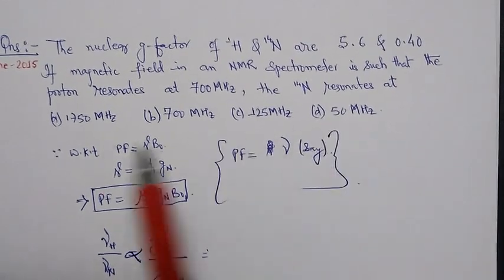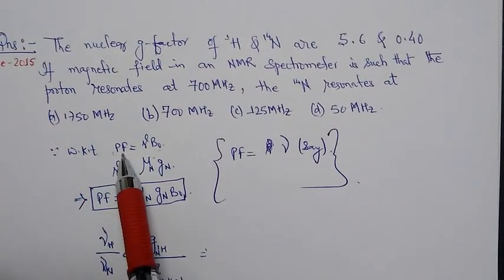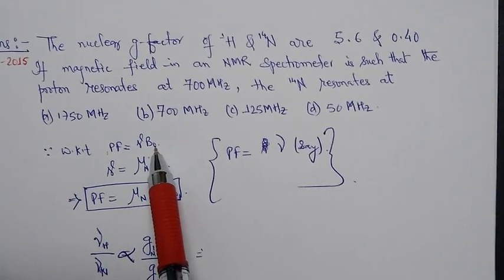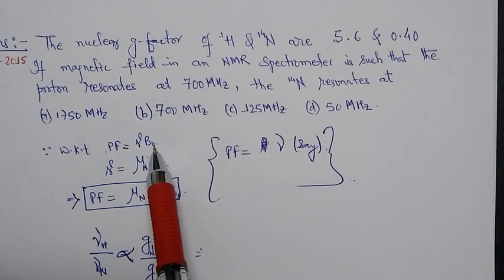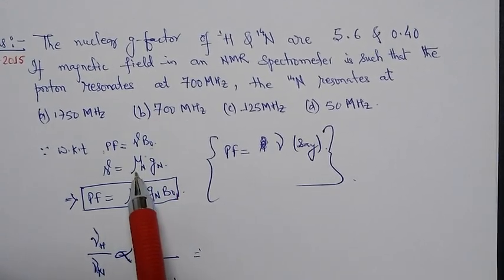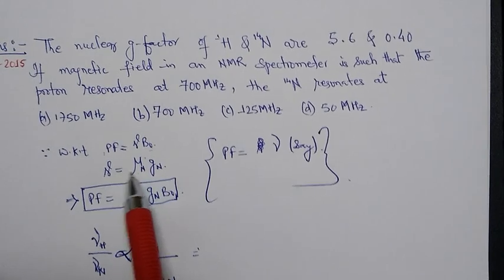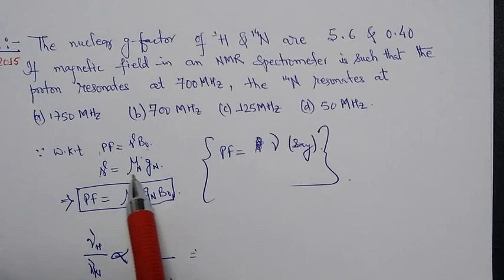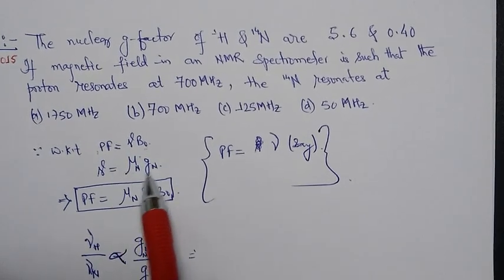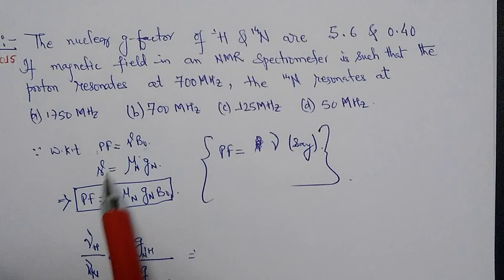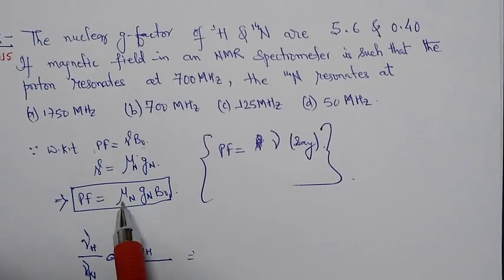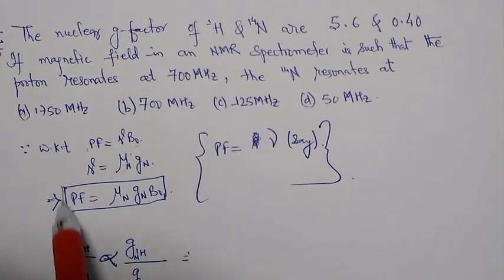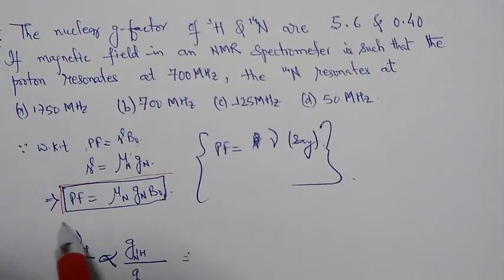Now, as we already know, precessional frequency is equal to gamma into B naught, and right now we have established the relation using two nuclear parameters, that gamma is equal to mu n into Gn. If we put gamma equal to mu n into Gn in the above relation, we get precessional frequency equal to mu n, Gn and B naught. So this is the relation we are going to use in this problem.